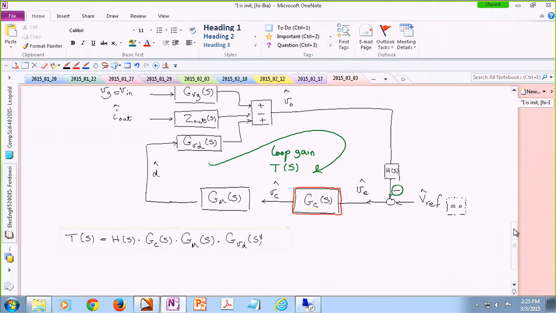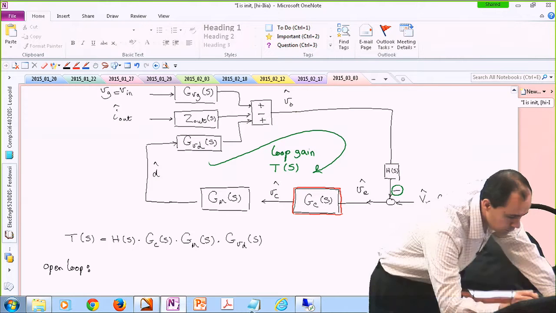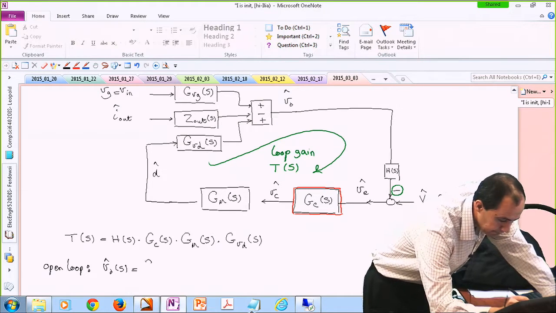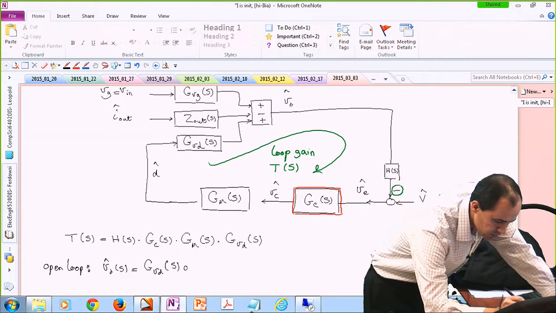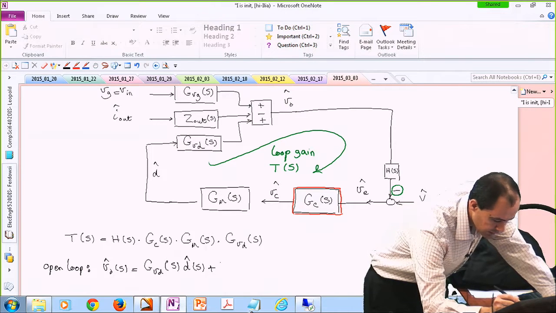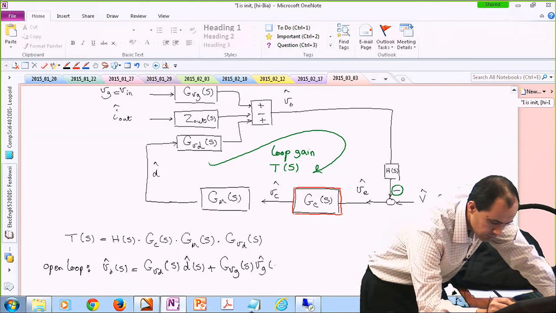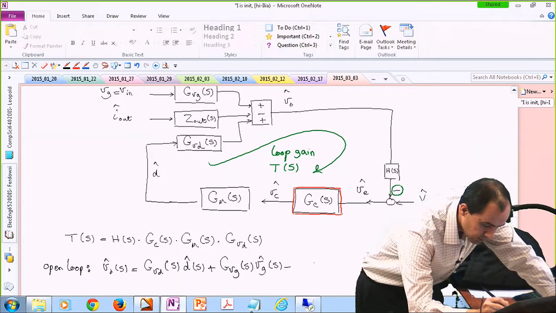All right, so if I write an open loop equation, we already had this before, I can write the output voltage as a function of variations in the duty cycle plus, again, this is a superposition kind of a thing, variations in the input voltage minus variations in the output current. The minus sign comes from the fact that the current is flowing out of the converter.